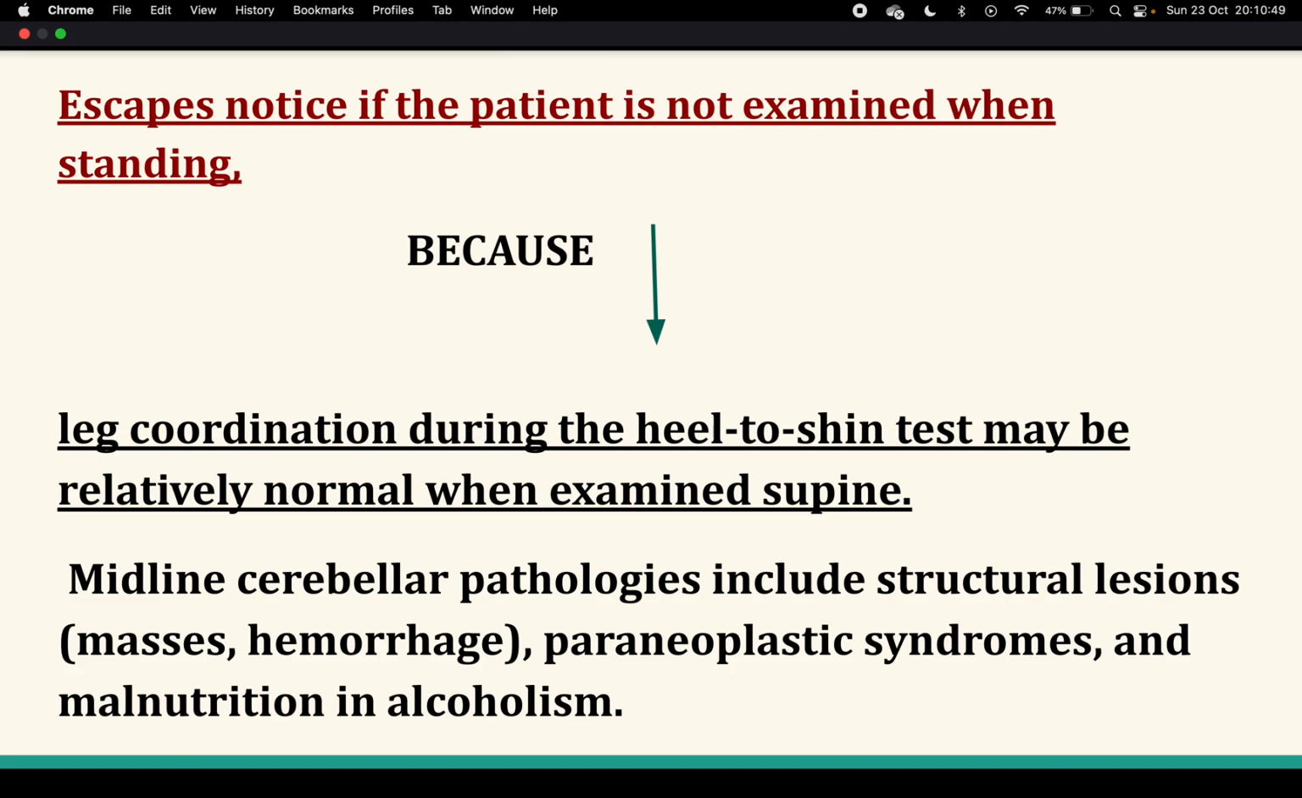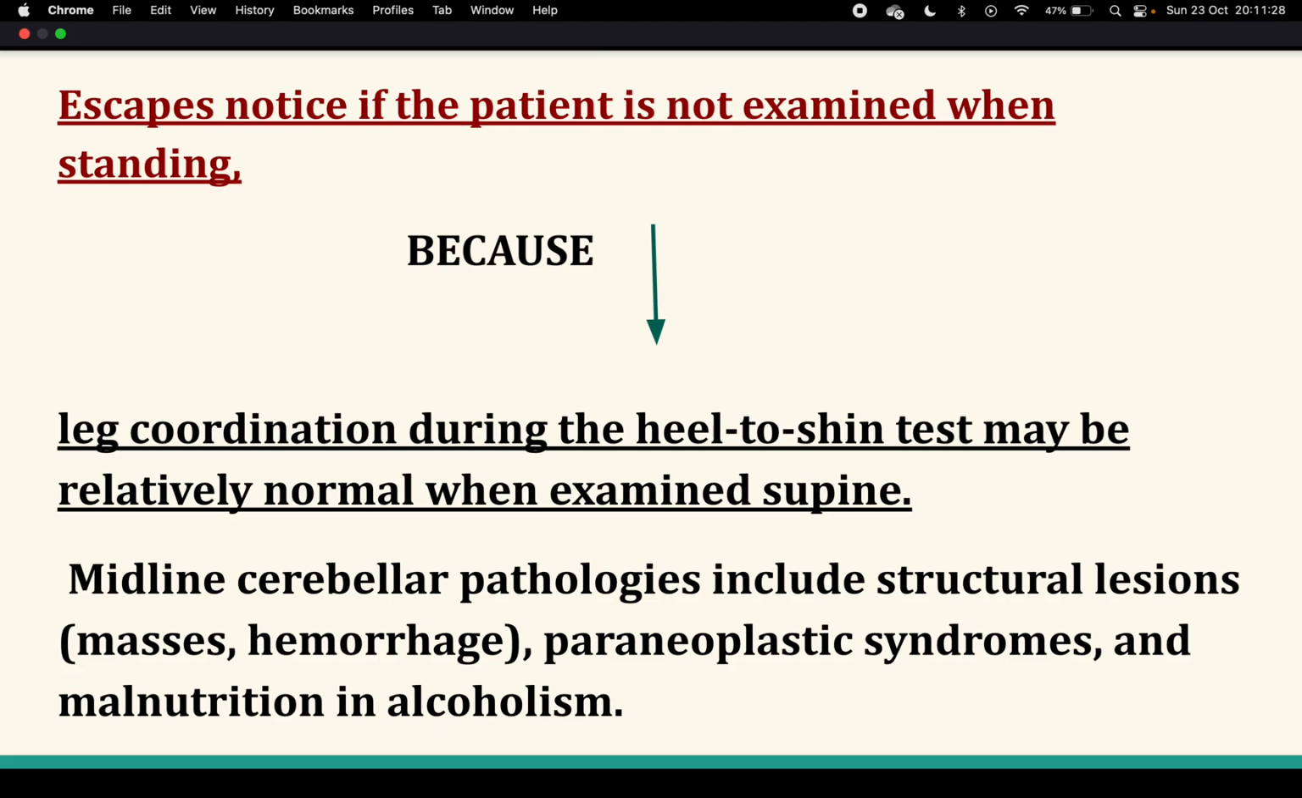So, if we see the patient in sitting posture, we cannot recognize these things. We should ask the patient to stand to notice this, because leg coordination during the heel to shin test may be relatively normal when the patient is examined in the supine position. What happens in supine position is there will be an effect of gravity also, so they can do that too. But the leg coordination during heel to shin may be relatively normal in the supine position, whereas we can notice that in the standing position.